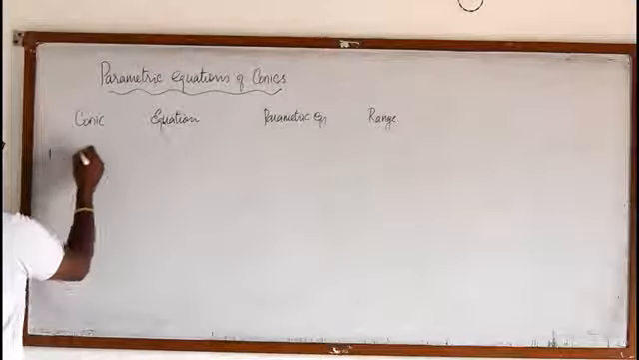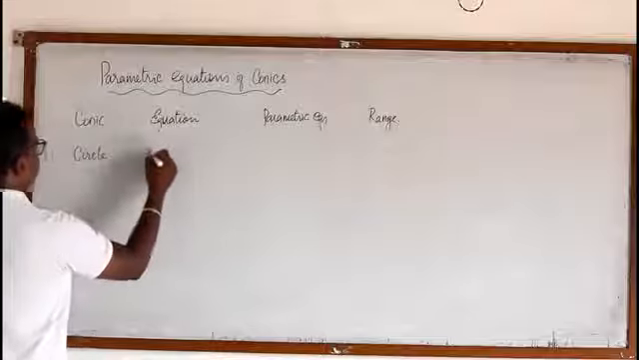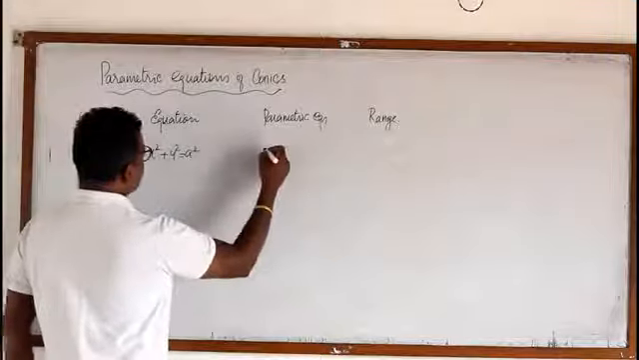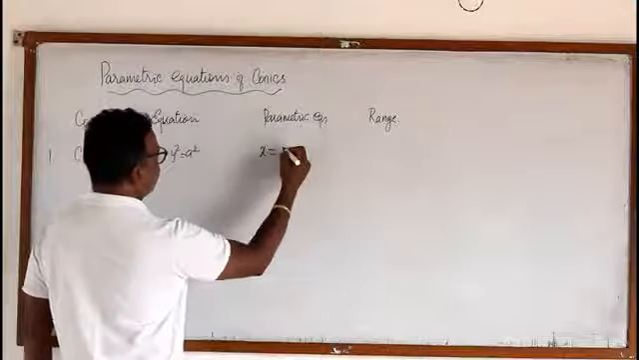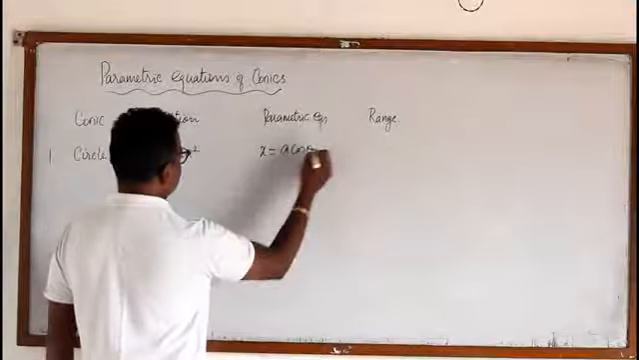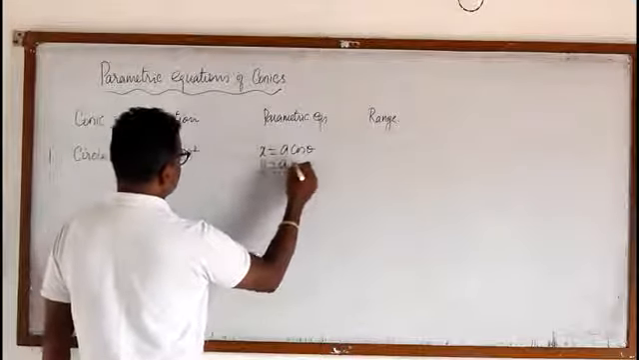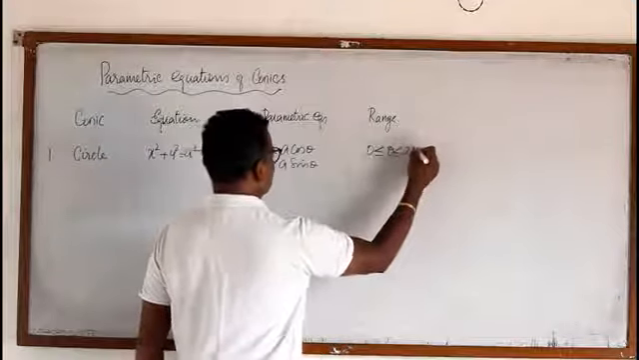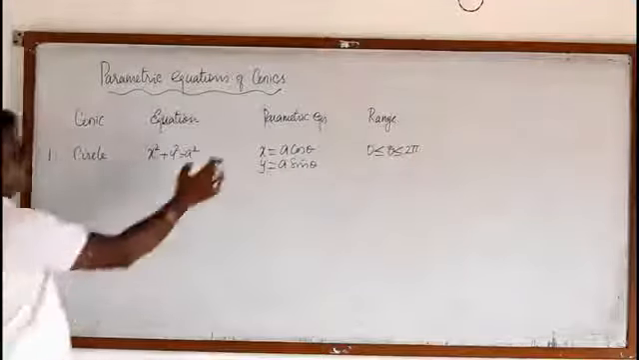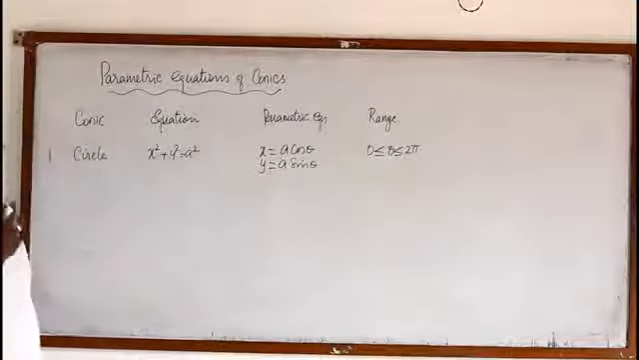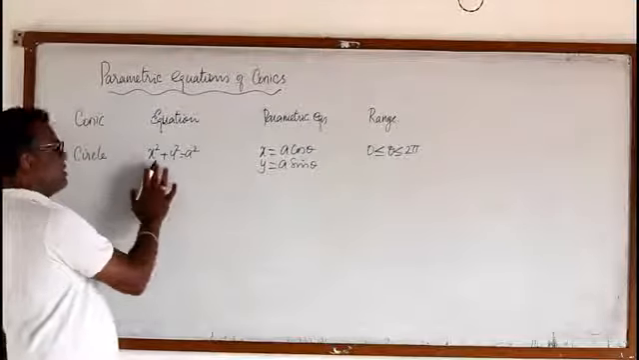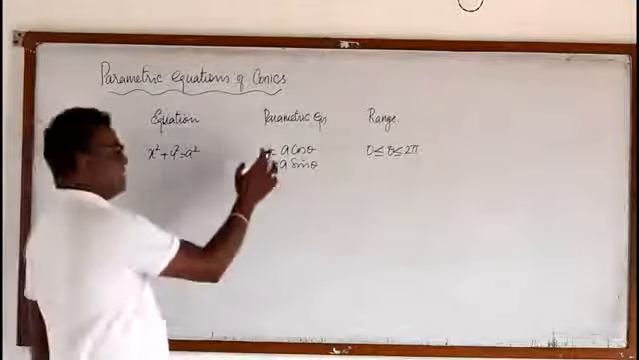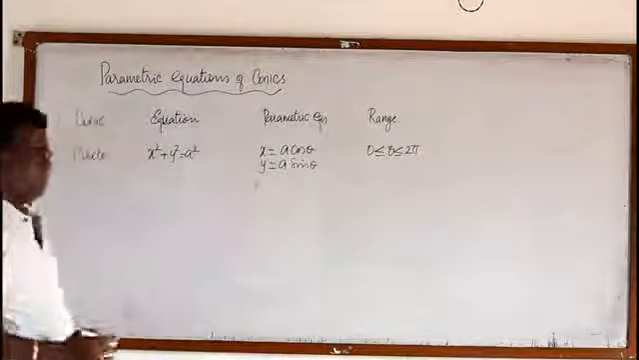So first, if I take the circle, we know the circle equation is x square plus y square equal to a square. Then x will have a parametric equation called a cos theta and y equal to a sin theta. And here theta ranges from 0 to 2 pi. When you substitute these here, this equation will be satisfied. Therefore, this is called a parametric equation, in which the length and also an angle is involved.